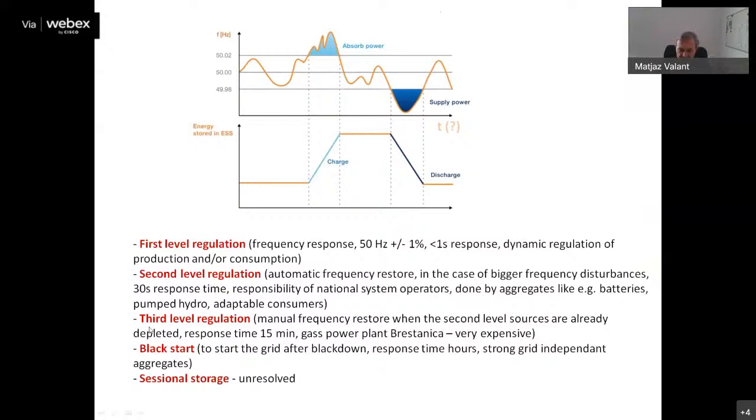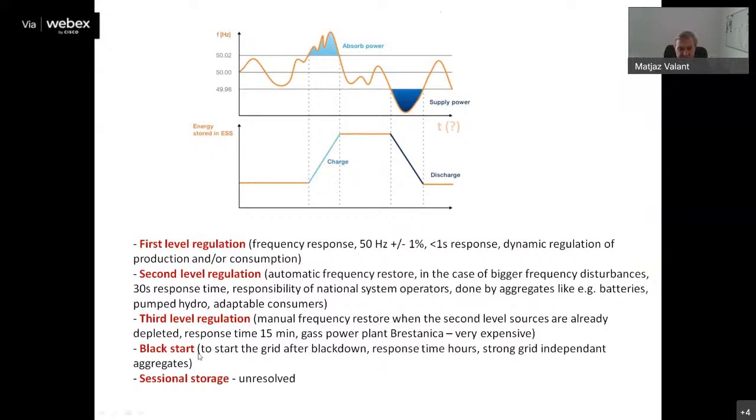And then there is a third level regulation. We have to respond in 15 minutes. But here we are already talking about large quantities of electricity, which we have to keep in reserve. And these are some gas power plants, for example, but also pumped hydro storage can be the infrastructure for that.